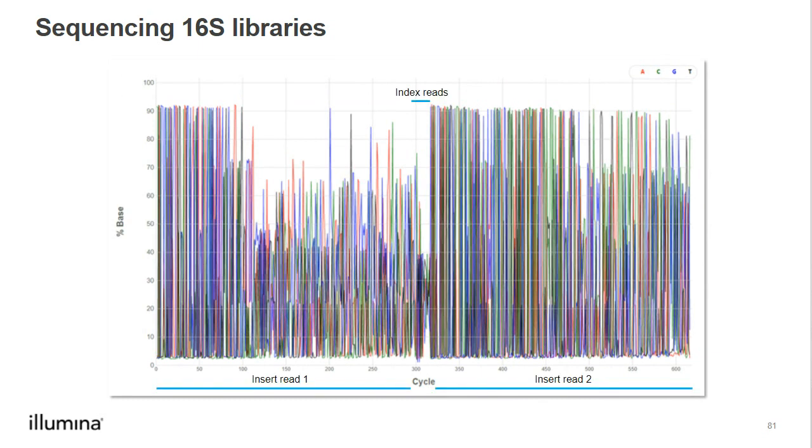So here again, I've labeled the insert and index reads to help us review the %base. Here we see the plot is very, very spiky, and this is expected. Because we are amplifying a single target amplicon, at any given cycle, most of the bases present will be the exact same base. This %base plot is exactly what we expect for 16S libraries, and this is perfectly fine. Fungal metagenomics libraries will also look similar to this.